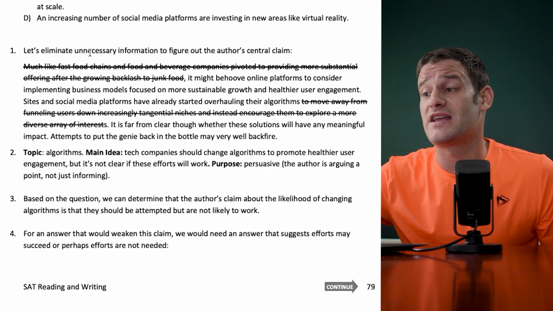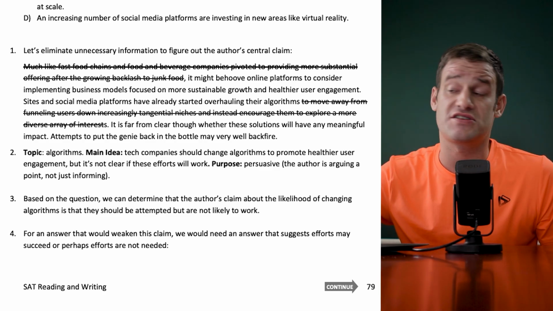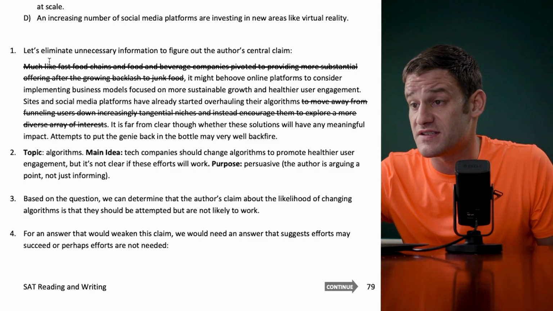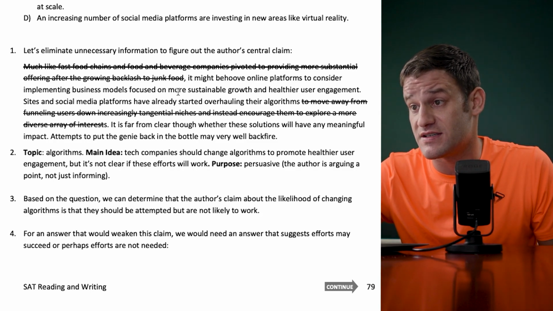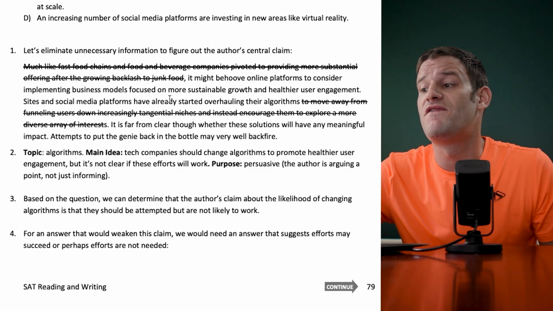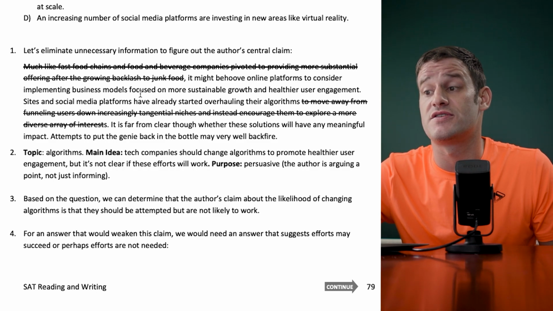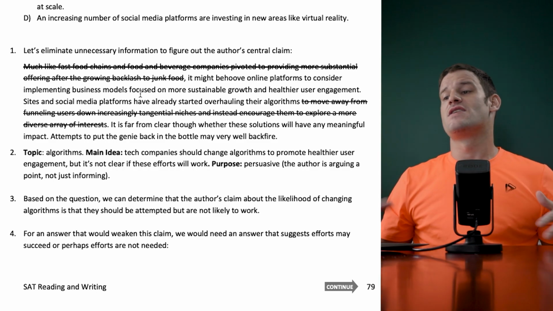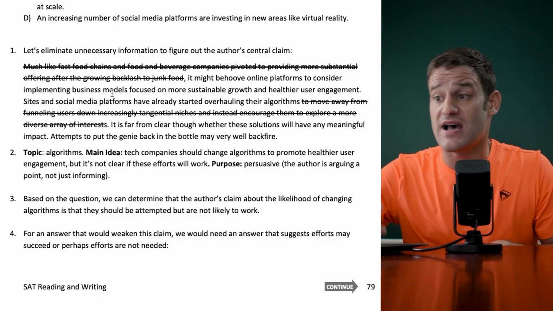First of all, we can eliminate a lot of the introductory dependent clauses and prepositional phrases to get to the core of the sentence. So first I eliminate this introductory clause, and I'm left with the main idea here, which is it might behoove online platforms to consider implementing business models focused on more sustainable growth and healthier user engagement. That is the core claim of this passage.